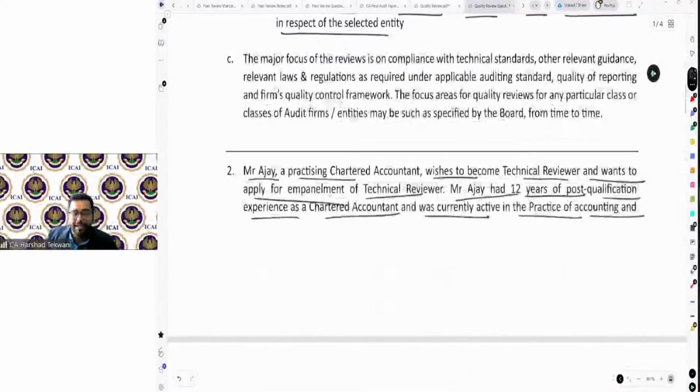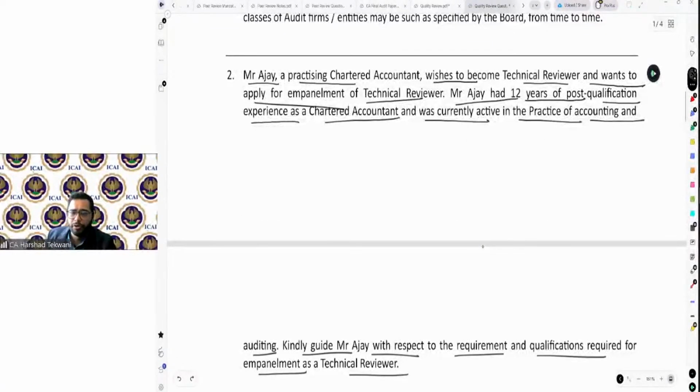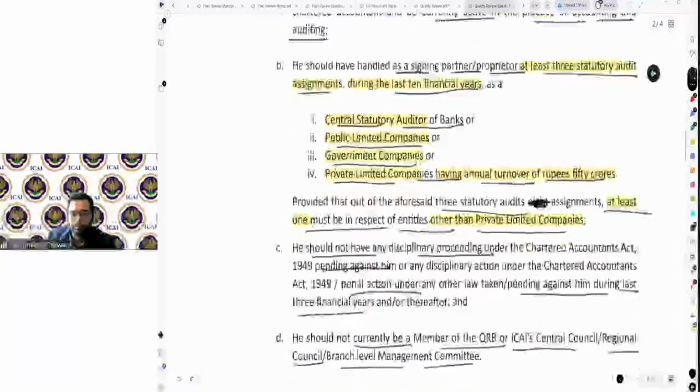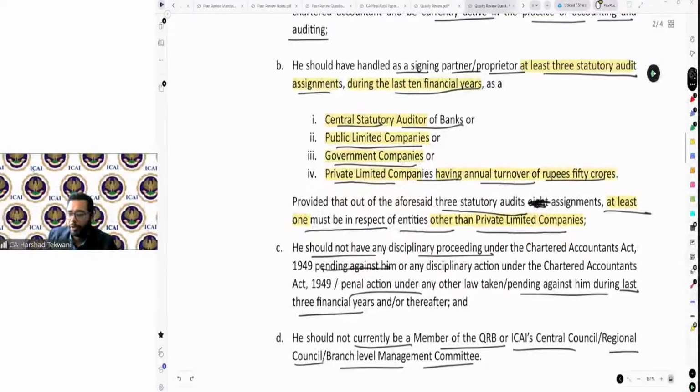Now, Mr. Ajay in the current case was having only 12 years of post qualification experience. We do not have further detail on the other statutory audits and everything, but from the experience point of view itself, he is not eligible for appointment as a technical reviewer. Hence, he is not eligible to apply for technical review. Clear? Any doubt?